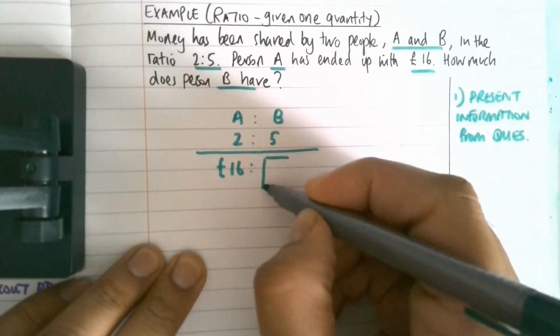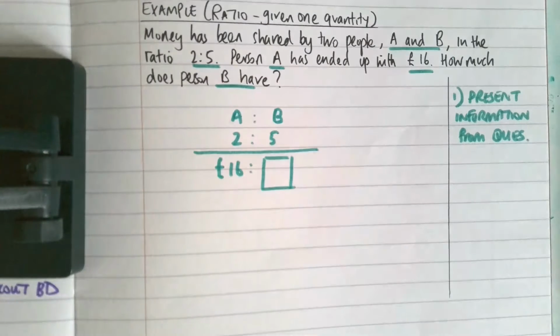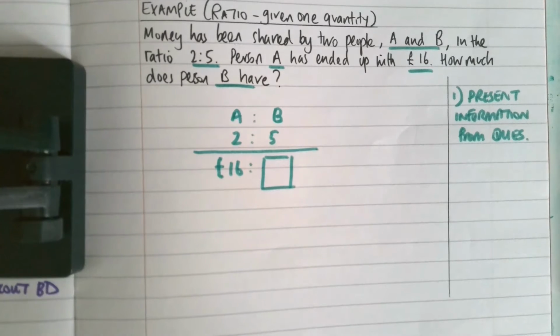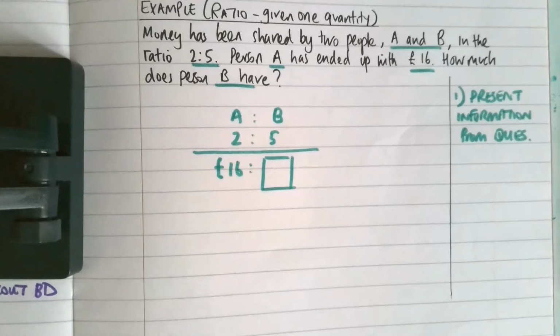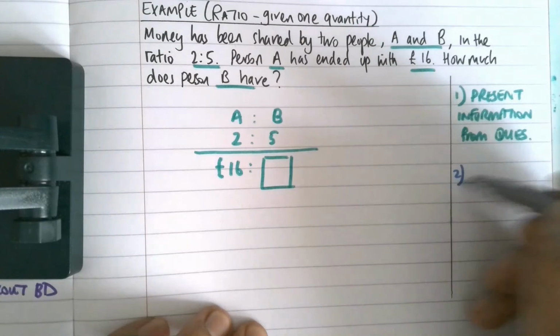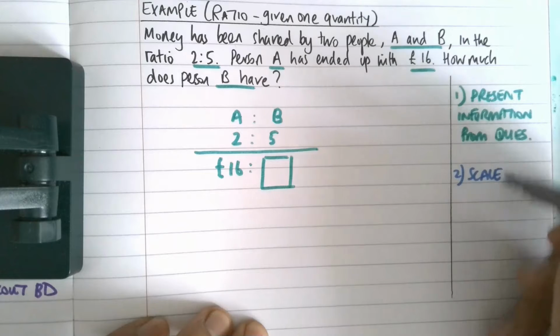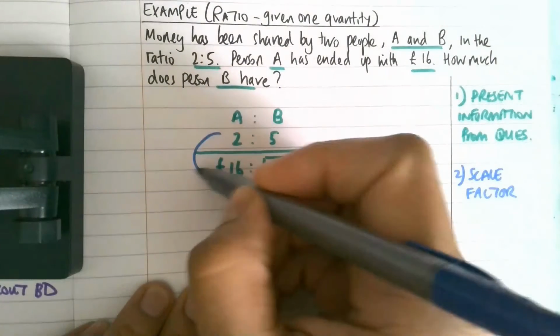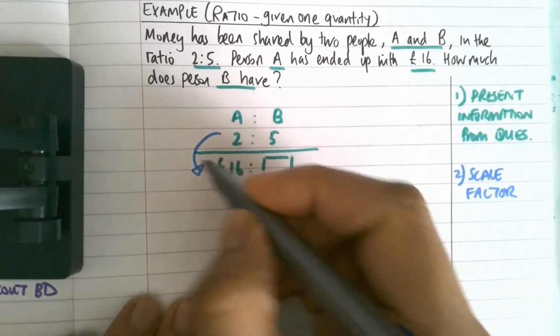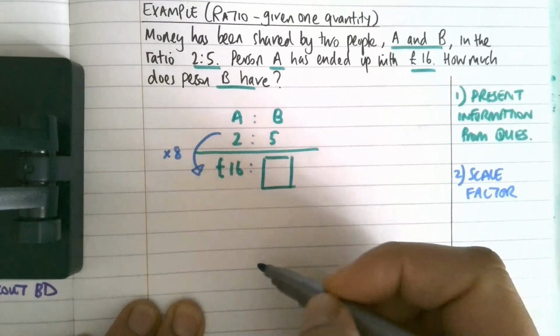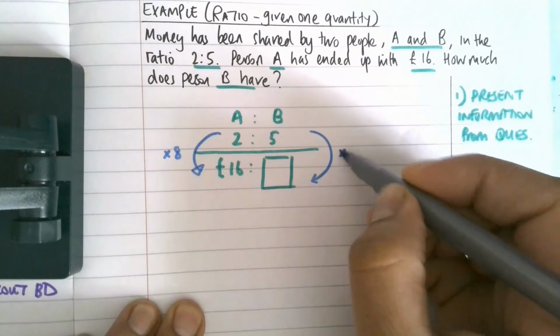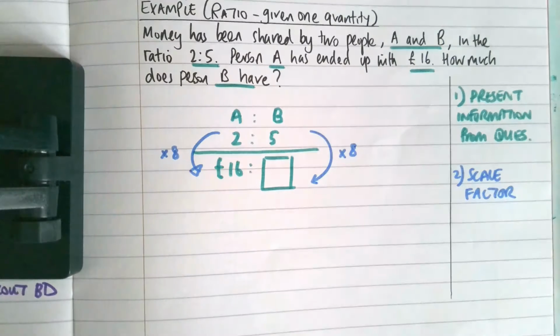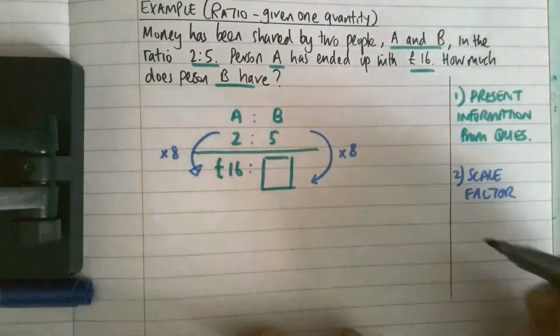There's one part of our ratio that we need to find. In reality, we're just looking for an equivalent ratio, so we need to scale this ratio up, and to do that we need to find the scale factor, so that will be the second step. We're going to find the scale factor that takes you from 2 to 16. And 16 divided by 2 is 8, so we're going to multiply 2 by 8 to get to 16, therefore the scale factor is 8. And there we go, so it's going to be 8 on that side as well, because we have to scale both sides of the ratio up equally.